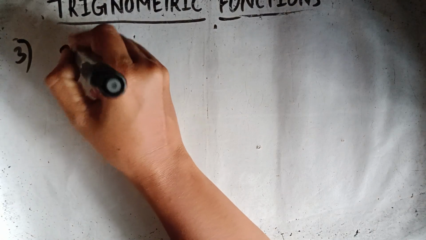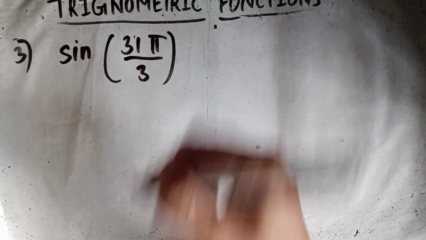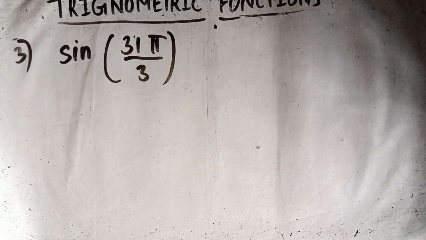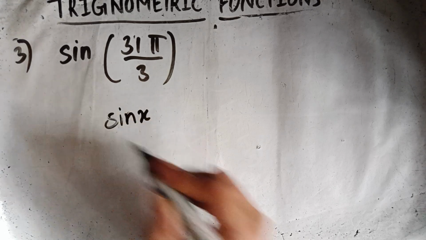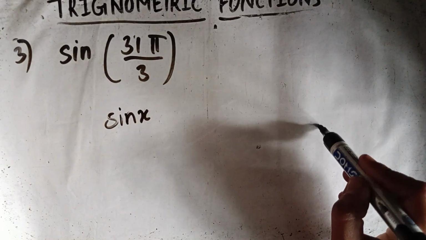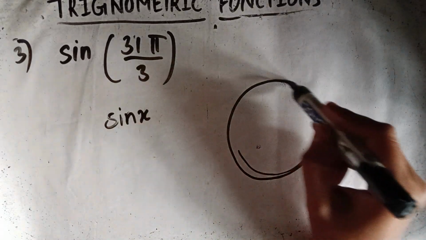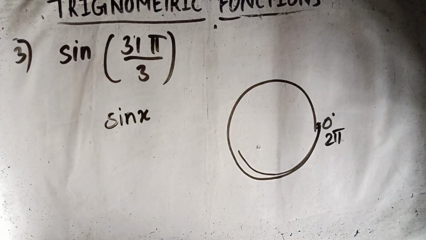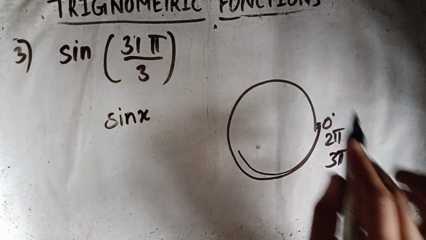Next, you have to find the value of sine 31 pi by 3. Here you have to make use of the fact that when one complete revolution is taken, the value remains same. First it is 0. For 0, sine 0 is 0. For complete revolution, say 2 pi, it is again 0. Then again for 3 pi, it is 0. So after complete revolution, it is 0.